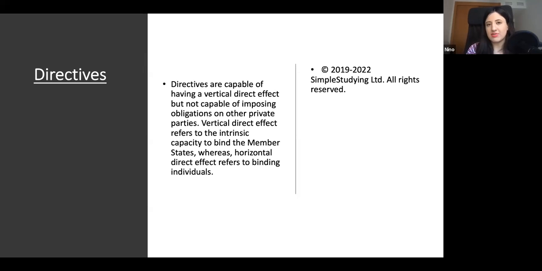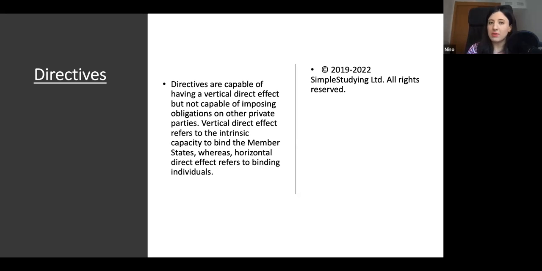The general rule is that directives do not have horizontal effect, but there are exceptions, and it's very important that you understand what the exceptions are to directives not having a horizontal effect. There is a doctrine called indirect effect, and there are cases that give some routes to avoid the rule that directives do not have horizontal effect.